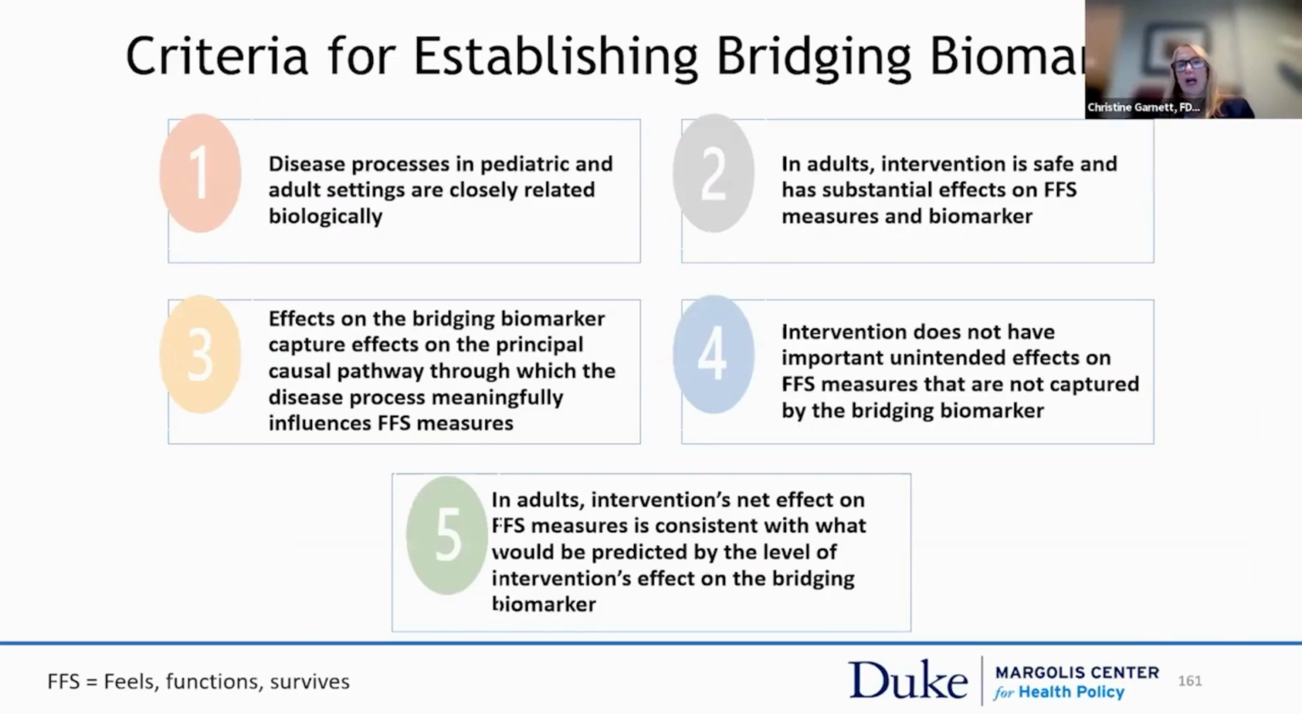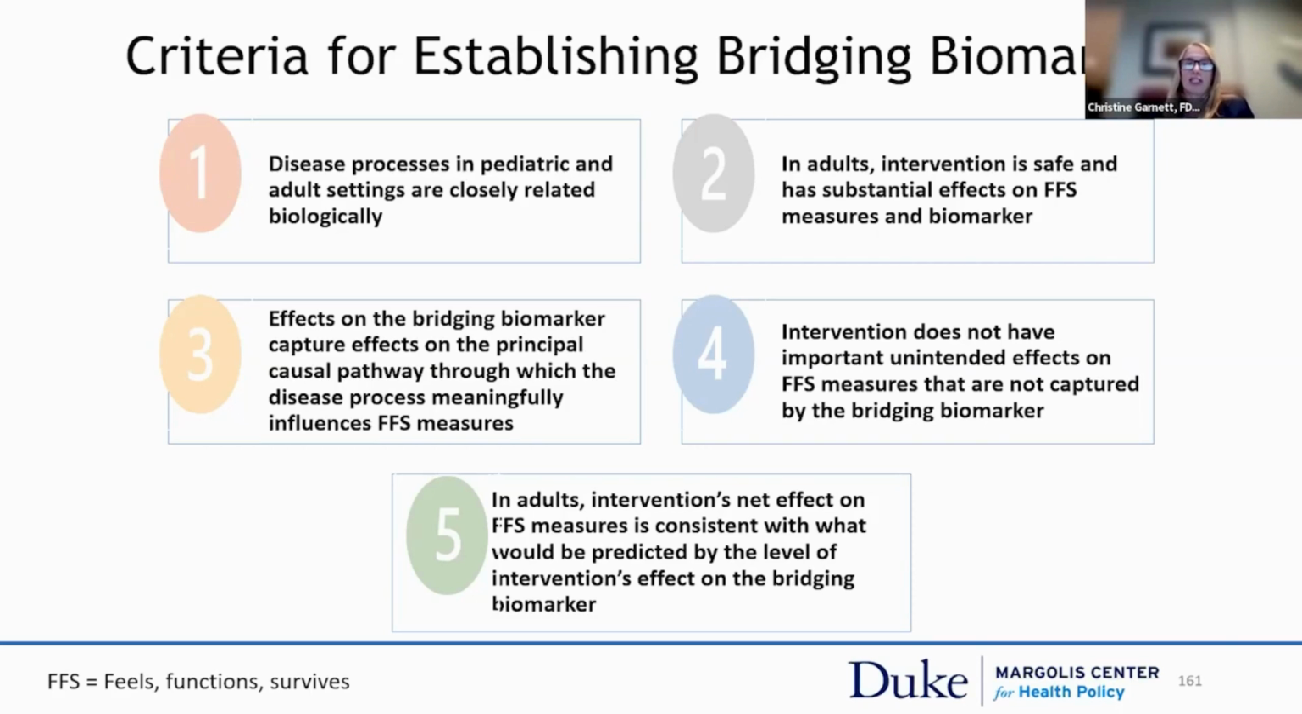Now, to justify a bridging biomarker as a replacement endpoint in pediatric trials, the biomarker should meet 5 criteria, which I have put on this slide. The first criteria is that the pediatric and the adults have similar disease. The second criteria is that in adults, the drug has substantial effect on both the clinical endpoint and the biomarker. The third criteria is that the treatment effects on the bridging biomarker capture the effects on the principal causal pathway through which the disease process meaningfully influences the clinical endpoint.